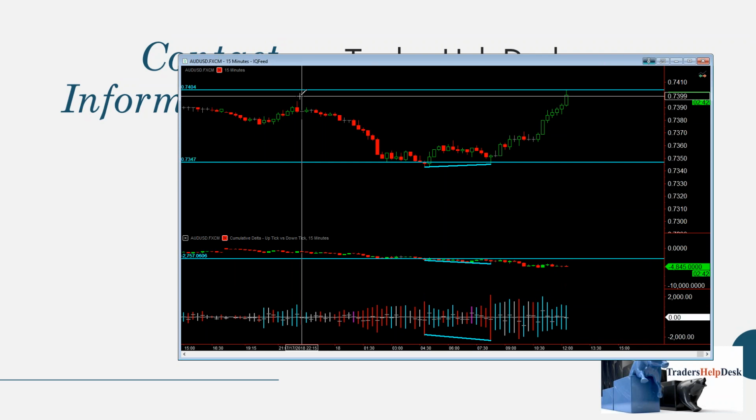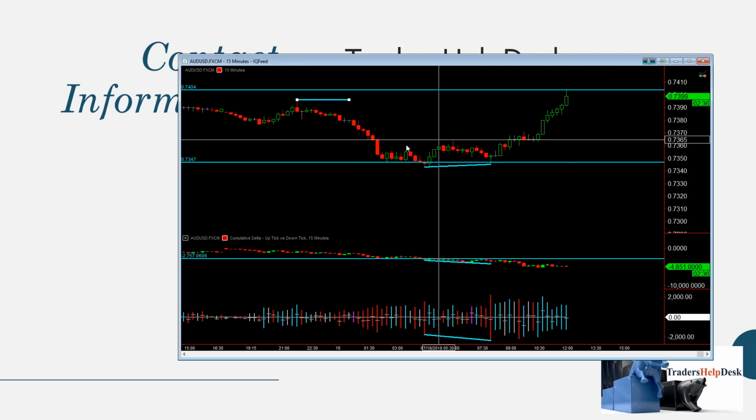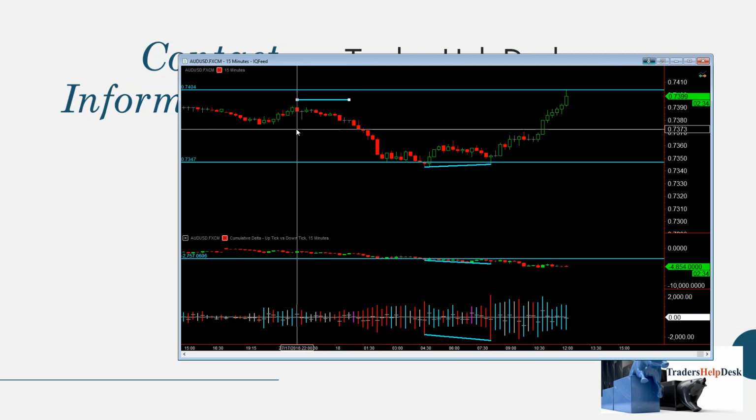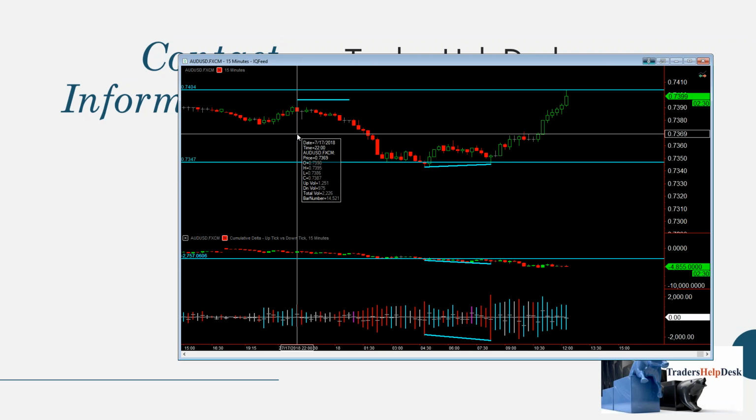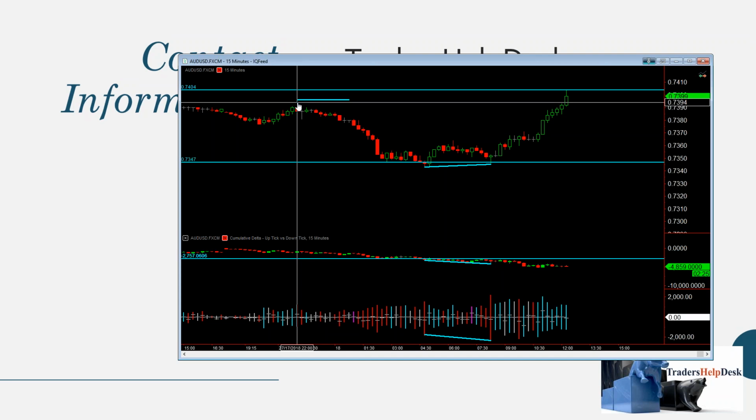Typically, you're always going to have a 3-bar reversal, okay? For example, this is a 3-bar reversal right here. You have a bearish bar followed by a bar that is lower than this. That makes it a 3-bar reversal, and it also makes it a true high.